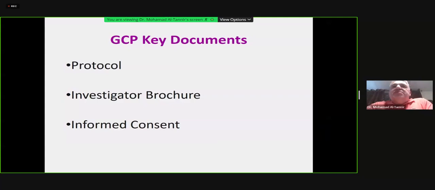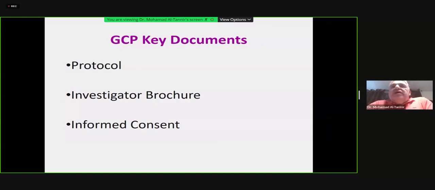What are the key documents for GCP? Protocol. What we mean by protocol is a proposal itself. We can call it protocol or proposal. Investigator brochure, informed consent. Investigator brochure includes everything that is related to the investigational drug done prior to the conduct of this research. I will give an example. If we are conducting a phase 3 clinical trial, this investigator brochure should include all publications and accurate data about phase 2 clinical trial, phase 1 clinical trial, experiments on animals and lab that precede the phase 2 study.